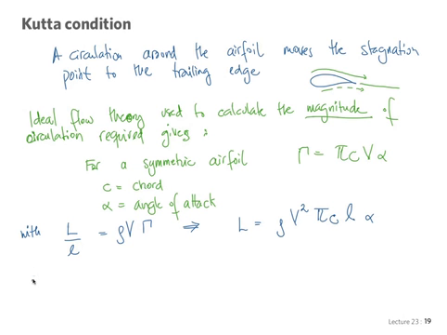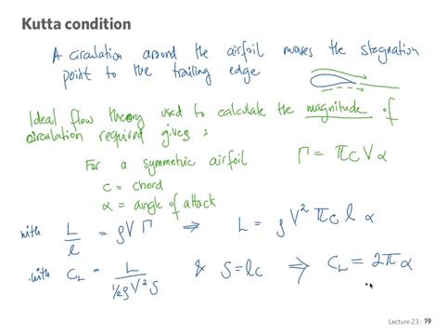So with the definition of coefficient of lift, which is lift divided by 1/2 rho v squared S, and note that the surface for lift is the planform surface, which is the length of the wing times the chord, so S equals L times c, then we get that C_L, according to ideal flow, is found precisely as 2 pi alpha, a direct linear relationship with angle of attack.